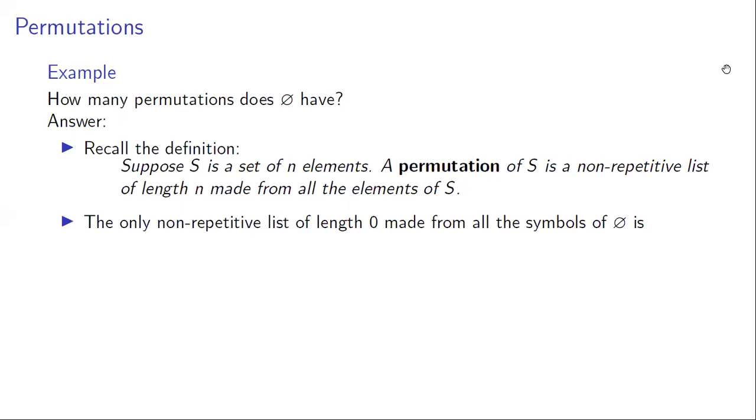And in fact, there is such a list. The only non-repetitive list of length 0 made from all the symbols of the empty set is the empty list. So the empty set has exactly 1 permutation.